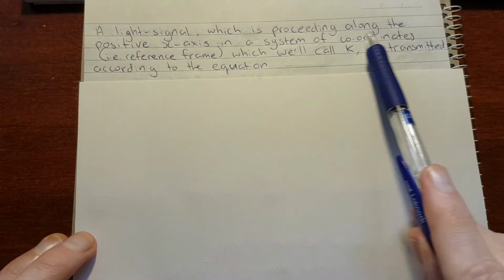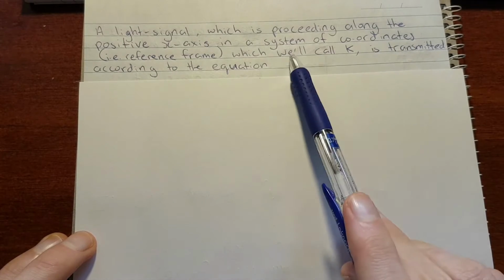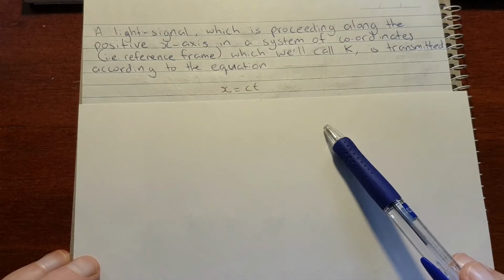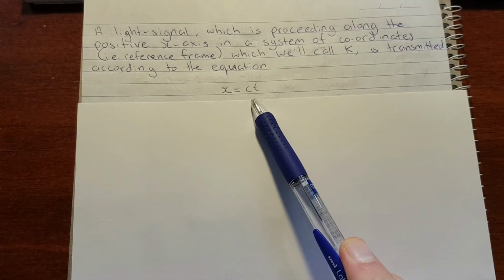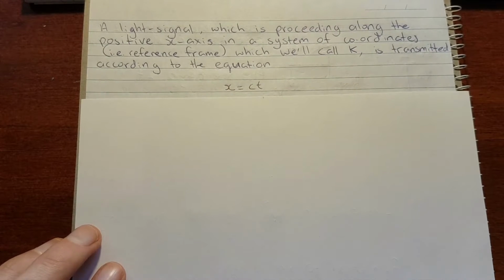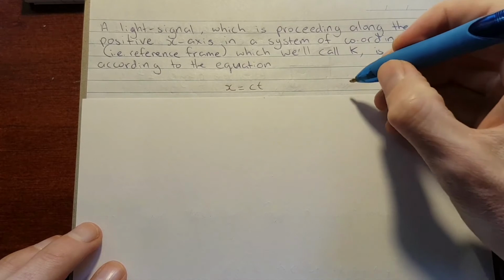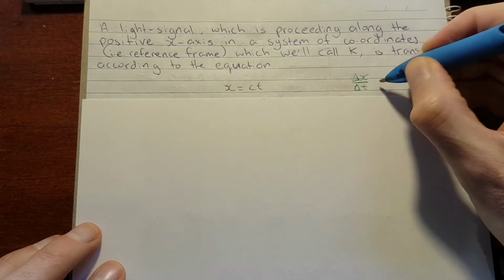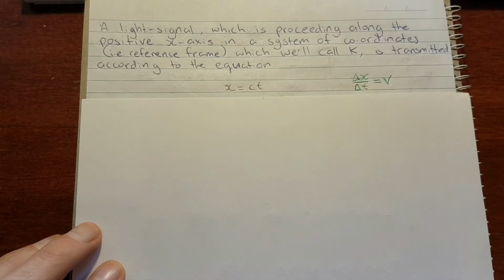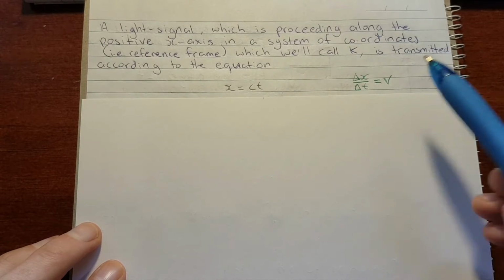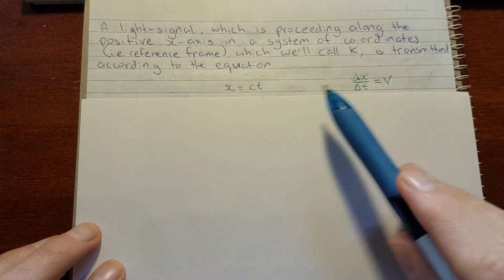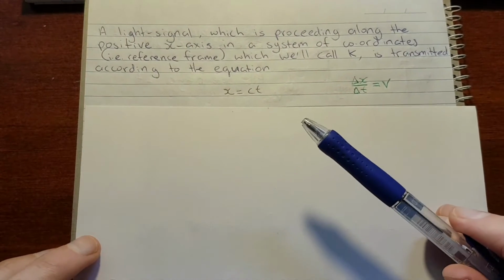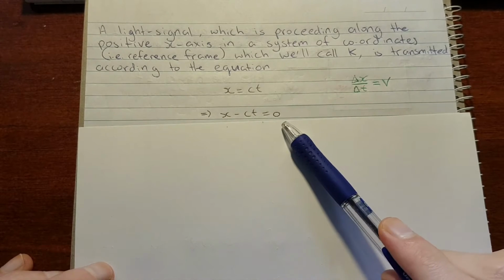Okay, so a light signal which is proceeding along the positive x-axis in a system of coordinates, which we'll call K, is transmitted according to the equation x equals ct. So c is the speed of light times the time. You might have seen a similar formula, something like delta x on delta t is equal to velocity. This is the same equation, it's just rearranged, right? So we've got our t on this side, v is equal to the speed of light, and our x on this side. And so we could rearrange that. We could just take the ct over to this side, and so we'd end up with x minus ct equals 0.